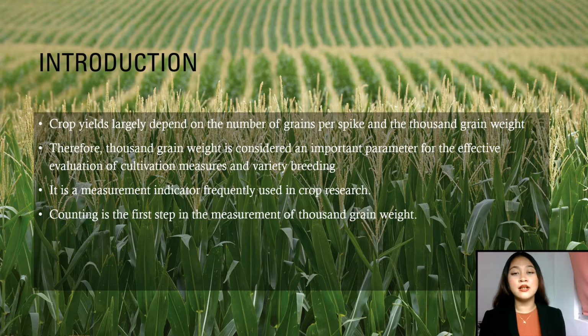Crop yields largely depend on the number of grains per spike and the 1,000 grain weight. Therefore, 1,000 grain weight is considered an important parameter for the effective evaluation of cultivation measures and variety breeding. It is a measurement indicator frequently used in crop research. Thus, counting is the first step in the measurement of 1,000 grain weight.